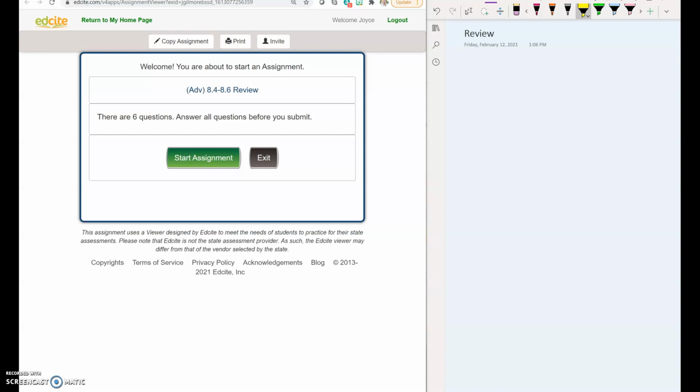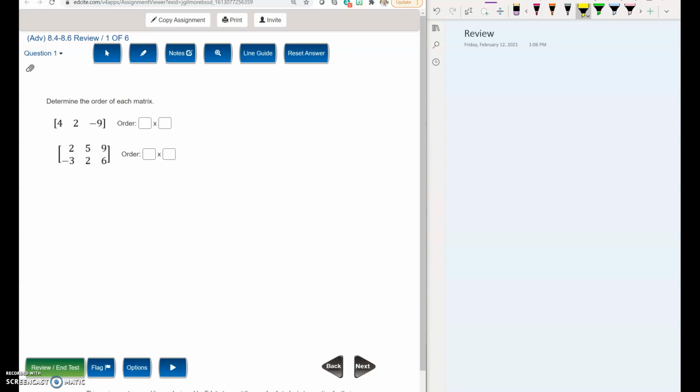We are going over the 8.4 to 8.6 review. The order of the matrix is the dimensions of the matrix. So you may want to write down in your notes, because remember this is an open note test, that order means dimensions. And it's always the number of rows by the number of columns.